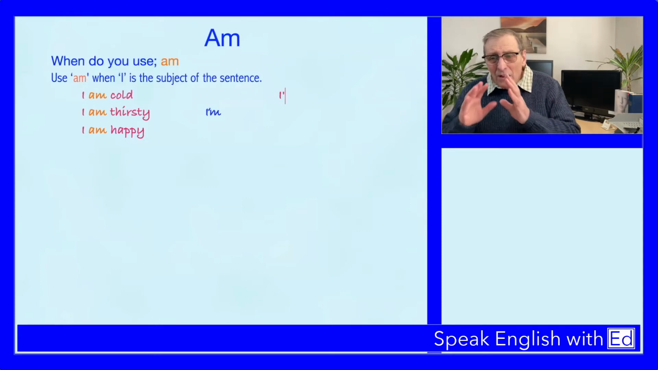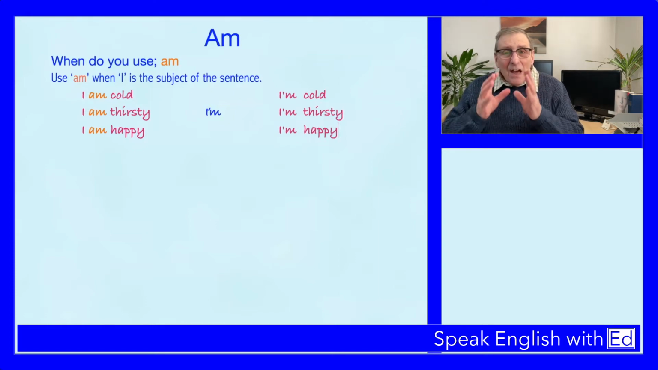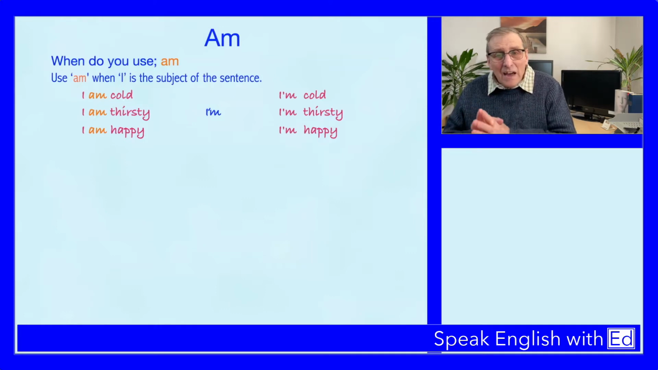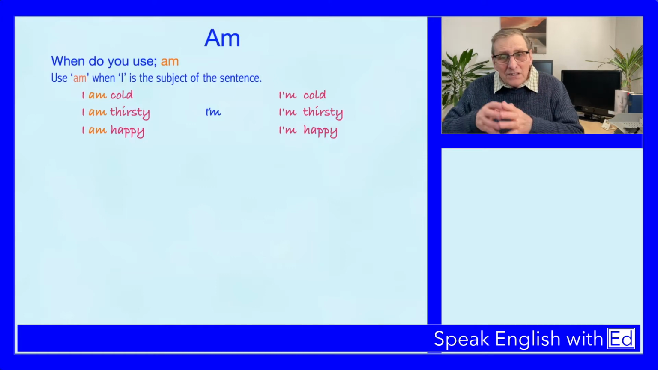That way, it turns out that I'm cold. I'm thirsty. I'm happy. Not I am cold. You usually say I'm cold. Or I am thirsty turns into I'm thirsty. Or I am happy turns into I'm happy.